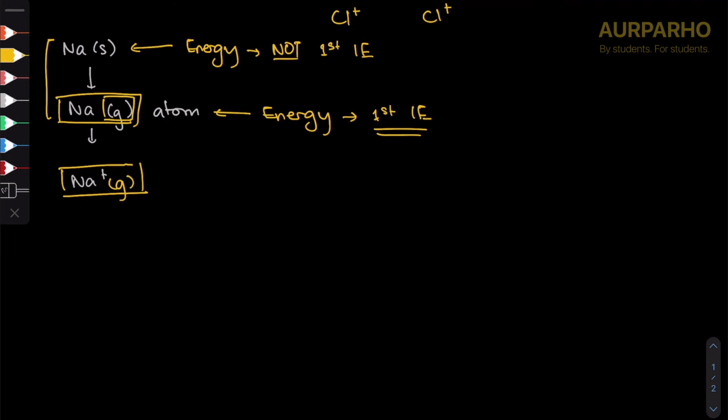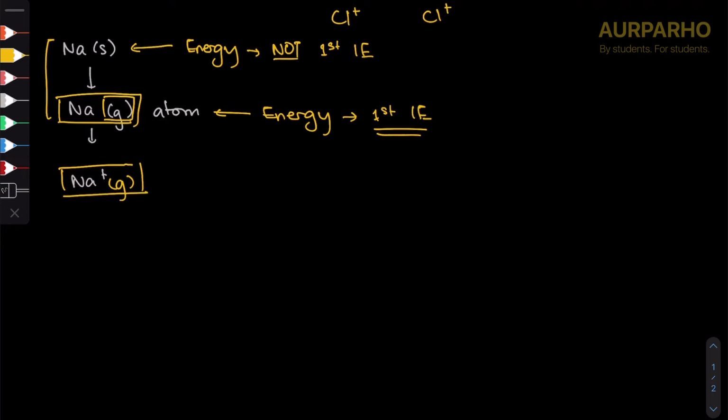So formally, first ionization energy is defined as the amount of energy required to remove 1 mole of electrons from 1 mole of gaseous atoms to form 1 mole of univalent, which basically means +1, positively charged ions. Univalent means a charge of 1, whether it's positive or negative, and then positively charged ions. And that definition is also written in the notes.